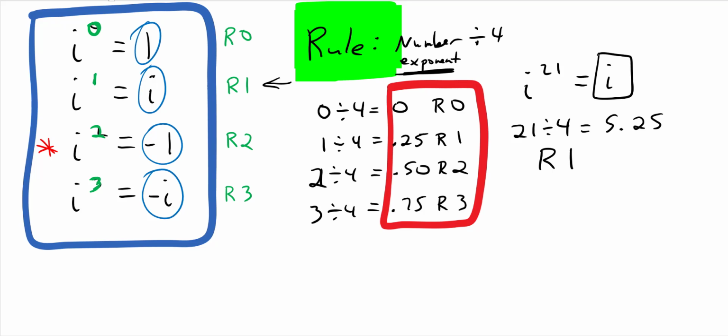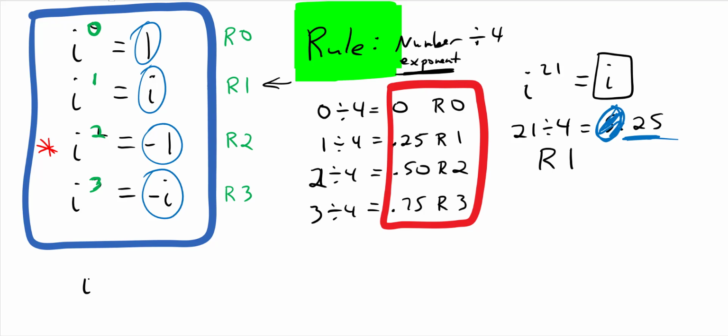Okay? So again, see this number right here, math fans? I don't care about that 5. It's 5.25. I don't care about it. It doesn't matter to me. I only care about the 0.25. That's going to give me my remainder. So let's do another one.